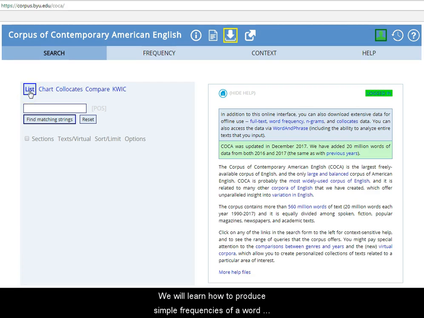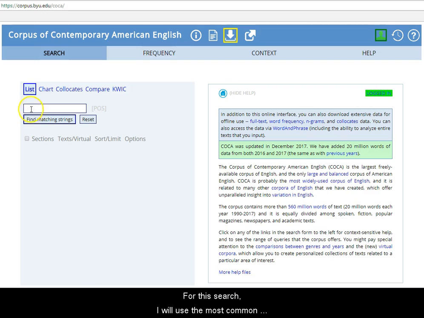We will learn how to produce simple frequencies of a word in one word form, produce frequencies of all word forms of a word, search for compound forms of the word, search for words containing a certain prefix and words containing a certain suffix, search for synonyms of a word, search for synonyms of a word within a phrase, and search for words within a phrasal construction.